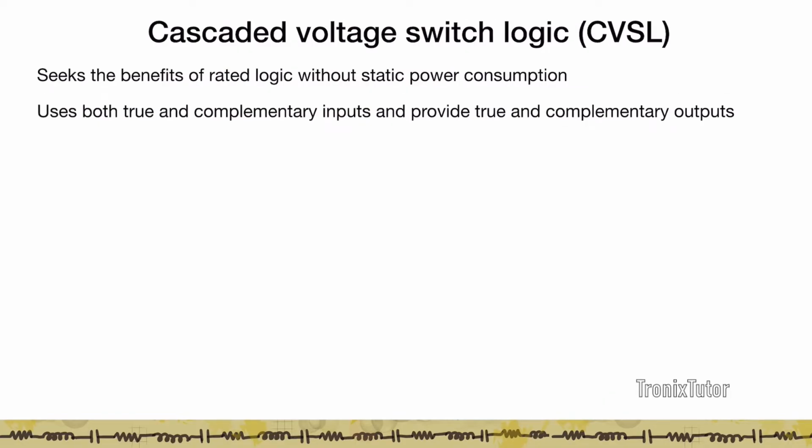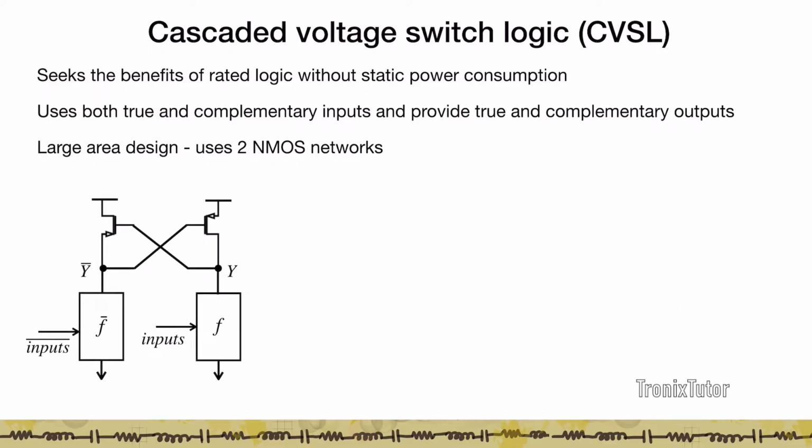Another logic style that was in vogue and is not used anymore is the cascaded voltage switch logic. So this logic was a variation on the ratioed circuit, and it was able to achieve the speed of the ratioed logic without the static power consumption. Another advantage was it was able to provide both true and complementary outputs, but it required both true and complementary inputs. It was a very large area design. Basically, we used two large NMOS networks.